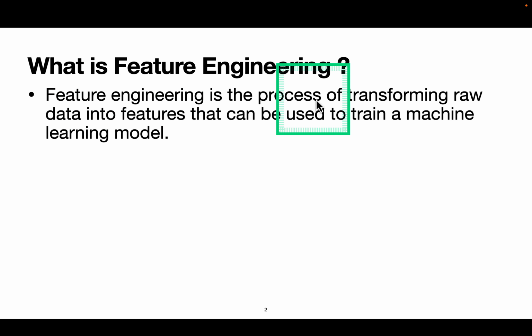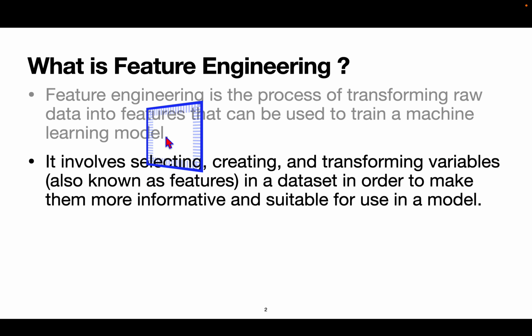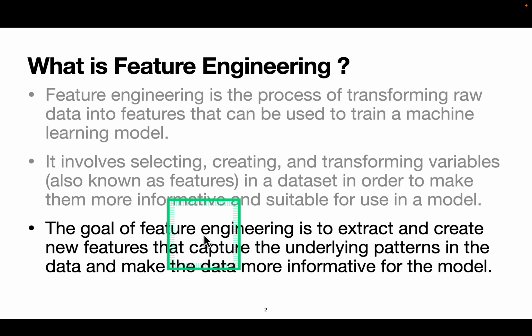Feature engineering is the process of transforming raw data into features that can be used to train a machine learning model. It involves selecting, creating and transforming variables, also known as features, in a dataset in order to make them more informative and suitable for use in a model. The goal of feature engineering is to extract and create new features that capture the underlying patterns in the data and make the data more informative for the model.